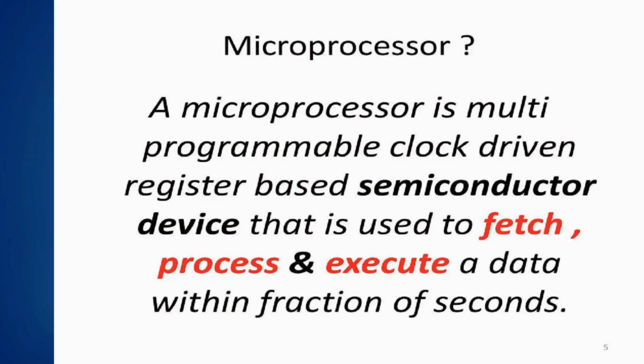Here I can explain the meaning of micro: within a fraction of a second. A microprocessor is a multi-purpose programmable clock-driven register-based semiconductor device that is used to fetch our program code, our commands, our instructions, and then process and execute the data within a fraction of a second. This is the exact definition of a microprocessor.